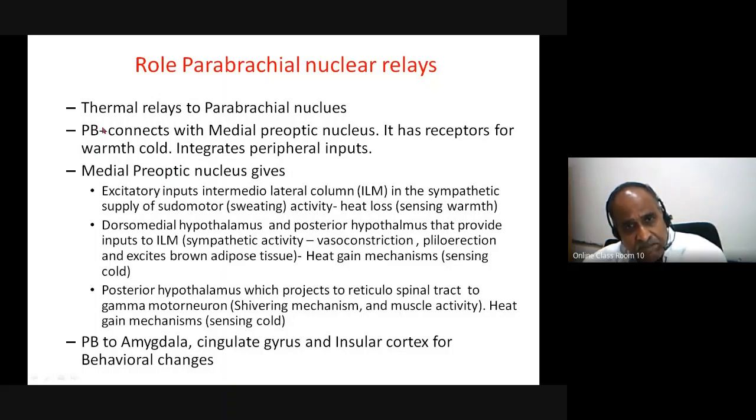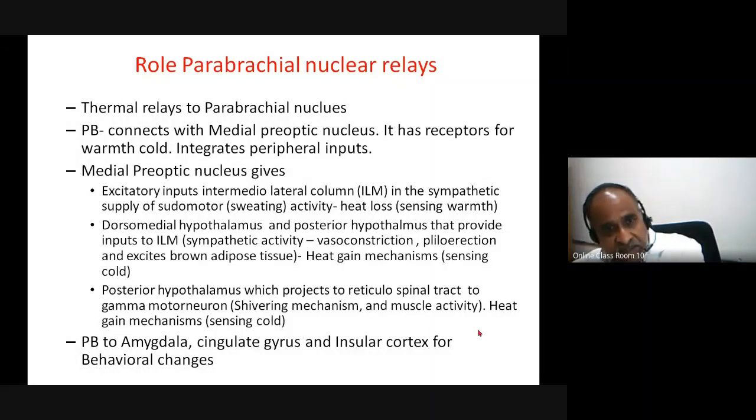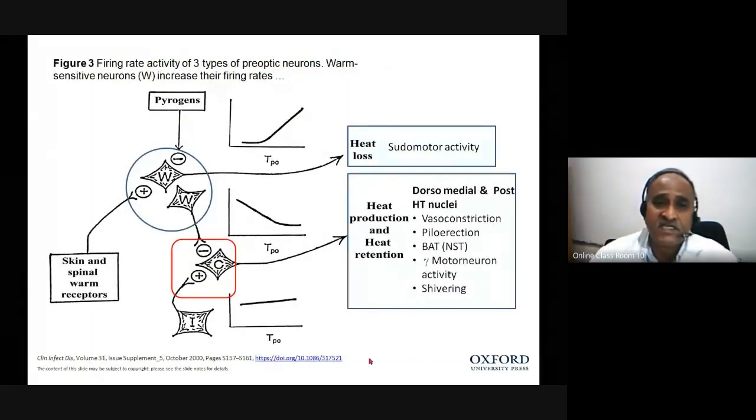Then comes the parabrachial nucleus, which connects to the amygdala, cingulate cortex, and the insular cortex. It is for the behavioral changes. I will narrate about these behavioral changes in my next slides. Now, let us see this.